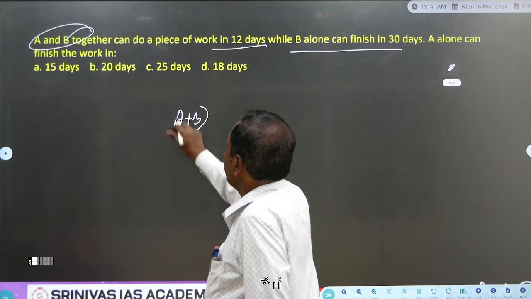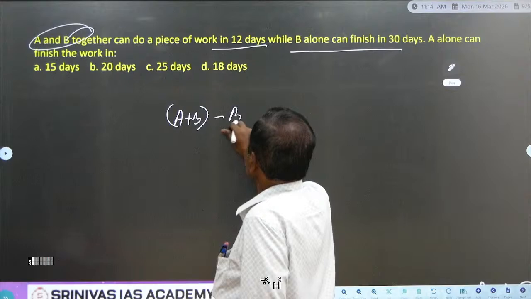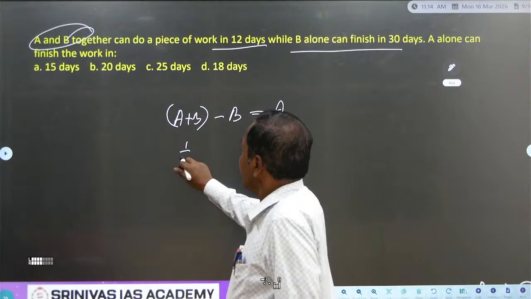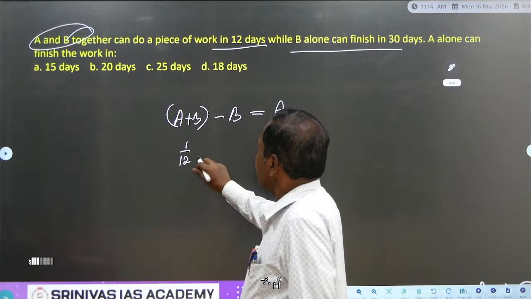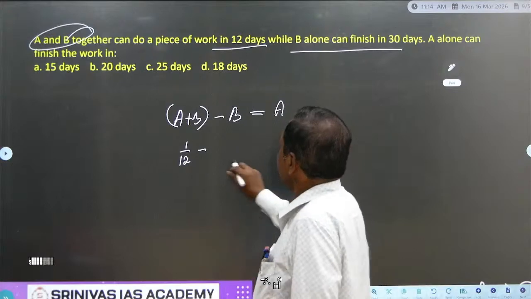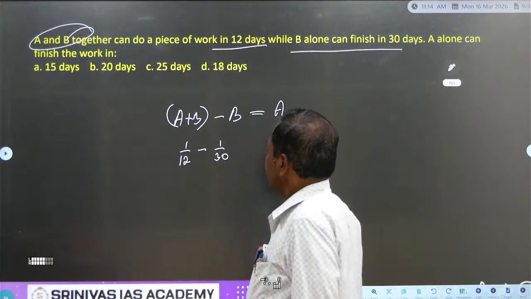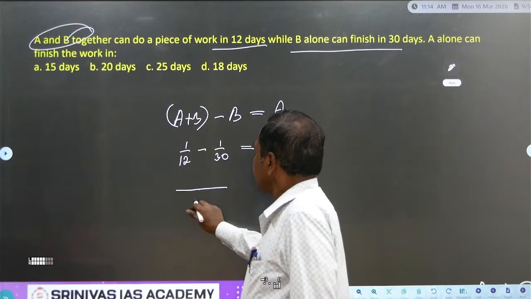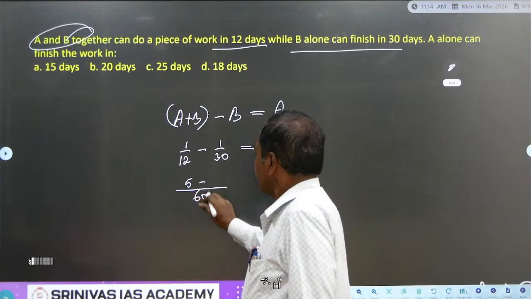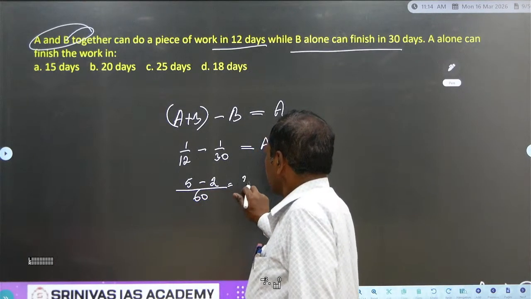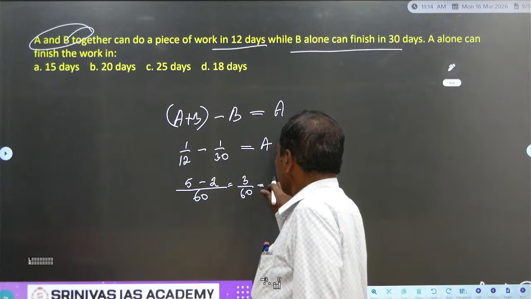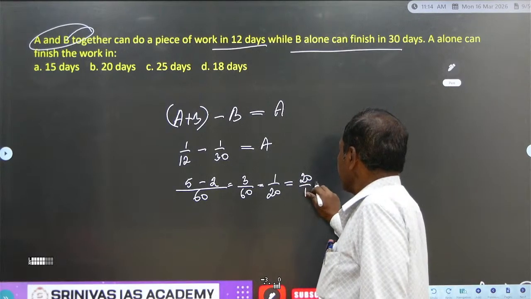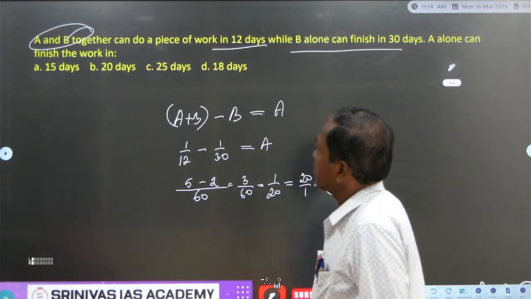minus B, you will get A. A plus B will complete the work in 12 days. 1 day work of A plus B together is 1/12, minus B alone. It means 1 day work of B is 1/30. You will get A. Now the LCM of this is 60. 5 minus 2 is 3/60, that is 1/20. It means 20/1, 20 days. Option B.